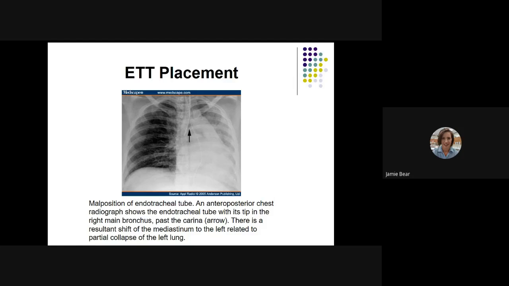So this is very important as a respiratory therapist. This is one of your main jobs: after the patient gets intubated, run over and look at the chest x-ray and say, oops, I better pull the breathing tube back. And so you need to position the breathing tube where it's supposed to go.